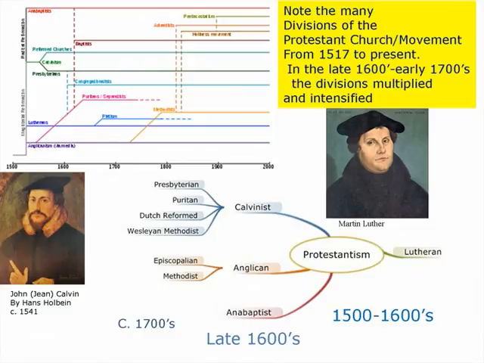Then in 1517, Martin Luther, you can see his picture there. Please don't get confused by this: not Martin Luther King, but Martin Luther. Martin Luther emerges. He is a lawyer for the church, and he sees all sorts of inequity and heresies going on within the Catholic Church. He embarks upon a pilgrimage to Rome, and this is a very, very negative experience for him.